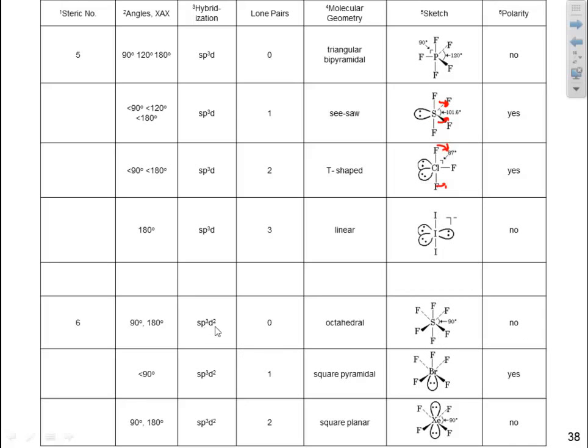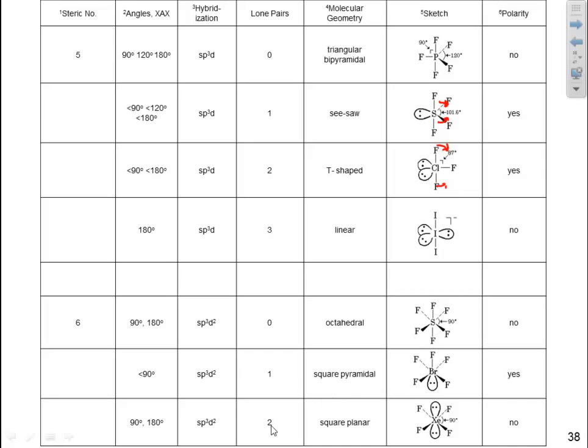Hybridization, sp3d2. If I throw in a lone pair, that's going to have to be at the axial, either the top or the bottom. When I do that, it looks like a square pyramid. Since I got one lone pair, it's going to be polar. sp3d2, still the hybridization. Angles are going to be less than 90 because they're going to be pushing up.